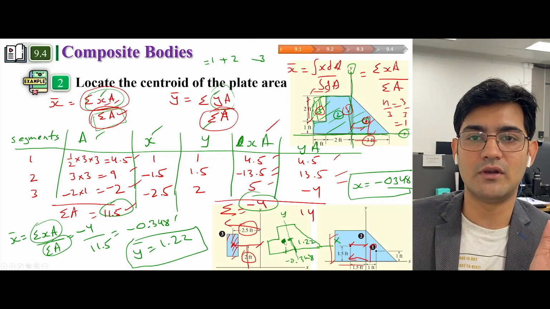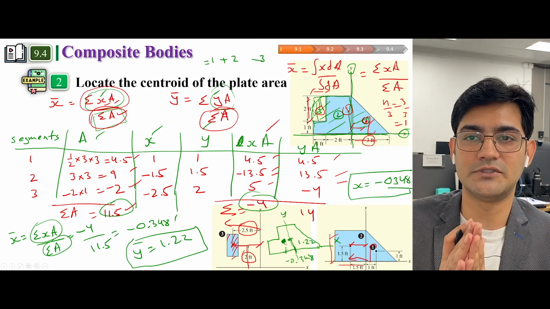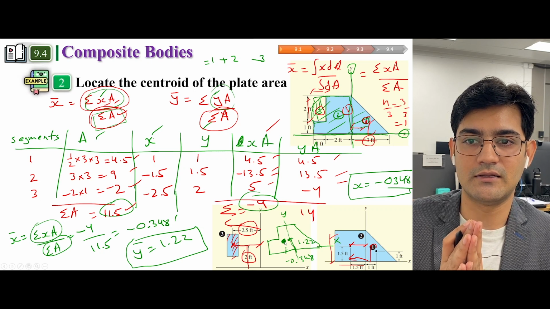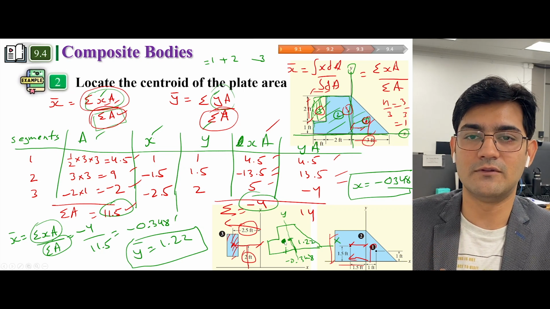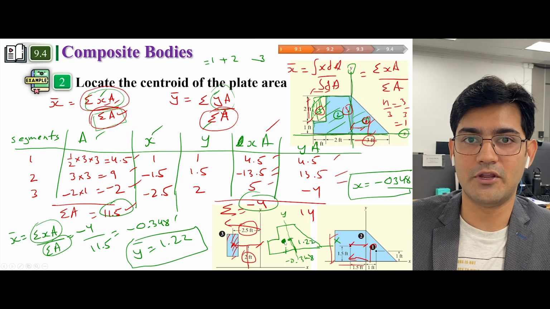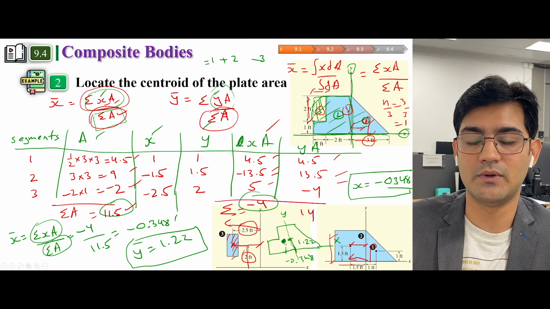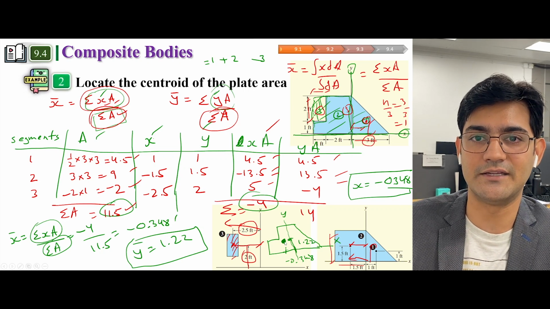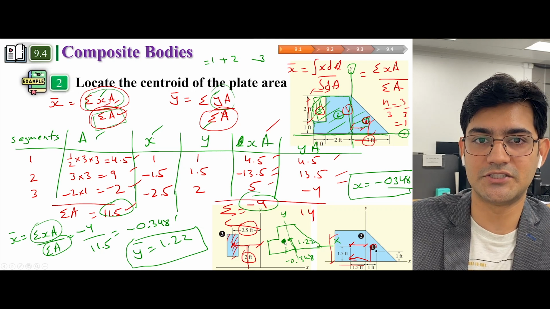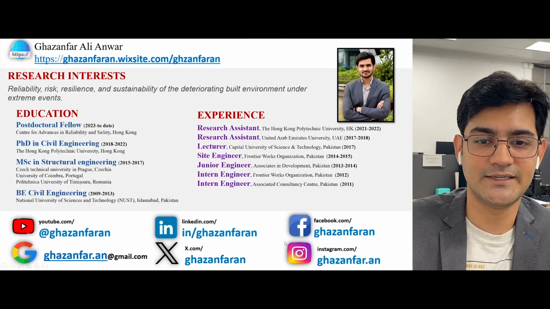So that's how you can calculate the centroid of composite bodies, and this is one of the most important properties in engineering mechanics, which we will use in coming lectures. So this was lecture 9, and see you in the next lecture.